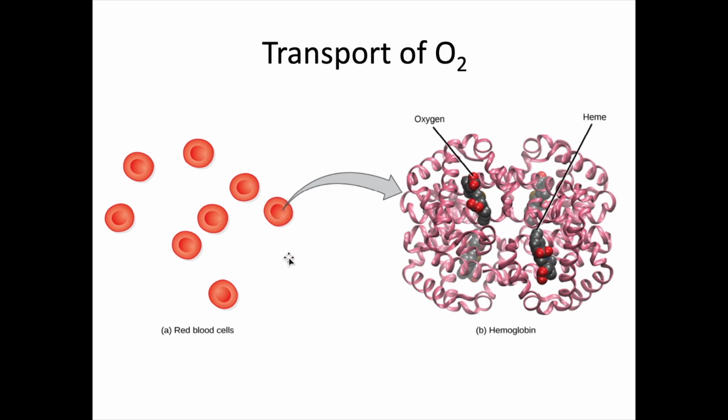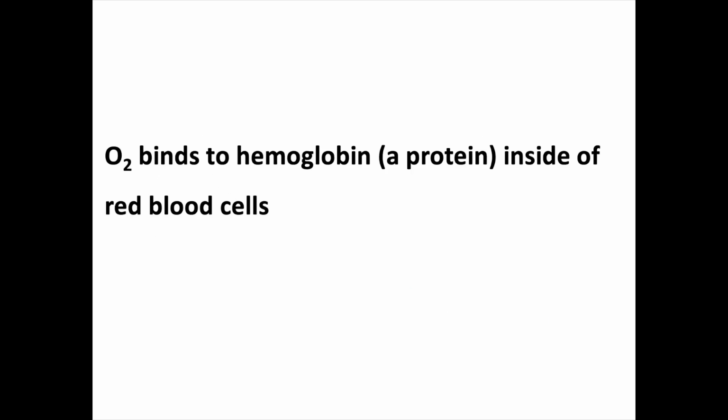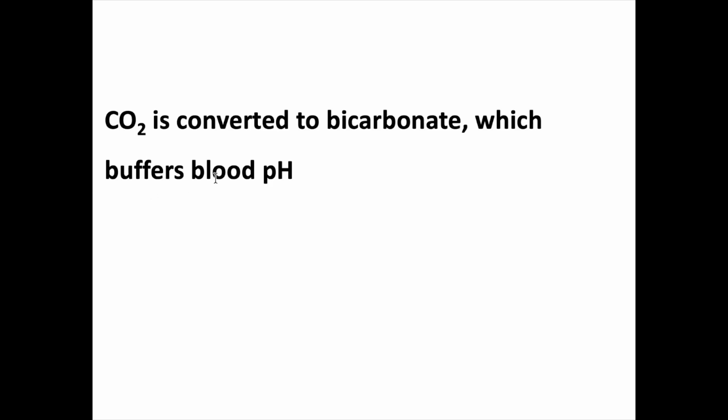So these blood cells are going to circulate throughout the body. We'll talk more about that in the circulatory system, which is coming up right after this chapter. But the oxygen is on this protein hemoglobin, in these red blood cells. So O2 binds to hemoglobin, a protein inside of red blood cells. All right, what about CO2? Well, CO2, carbon dioxide, is not as dangerous as O2 is, but we're going to make interesting use of it.